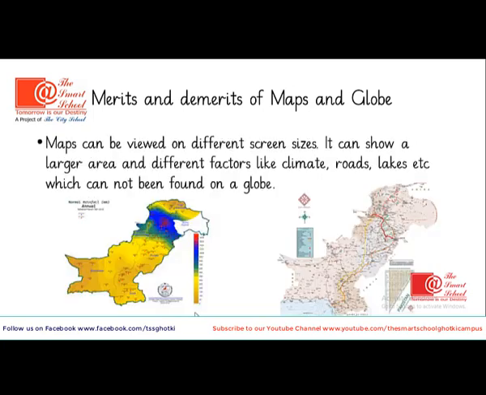Maps can be viewed on different screen sizes. It can show a larger area and different factors like climate, roads, lakes, etc., which cannot be found on a globe.